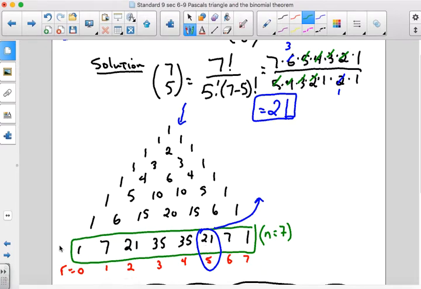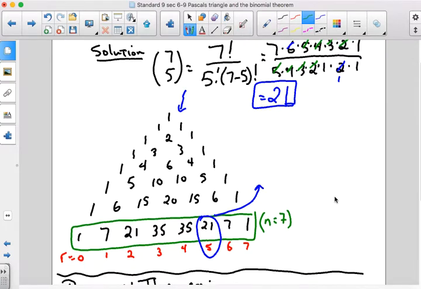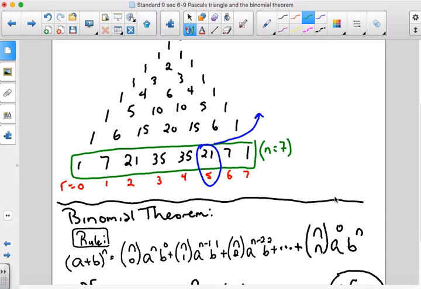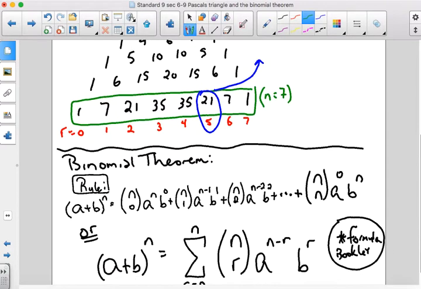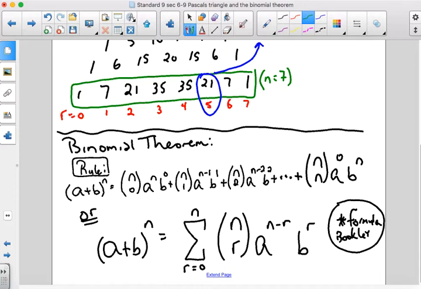Now, the triangle is nice and easy to work with as long as our numbers are relatively small, but you're not going to want to draw a Pascal's triangle that has 47 levels to it. So keep that in mind. The formula works all the time. Okay. The next piece is called the binomial theorem.